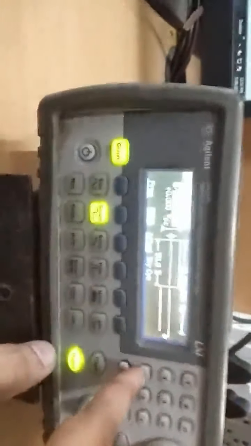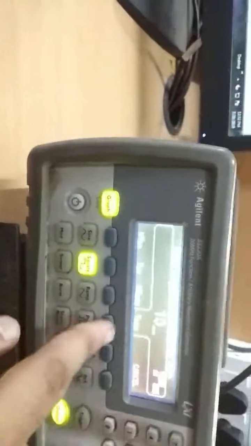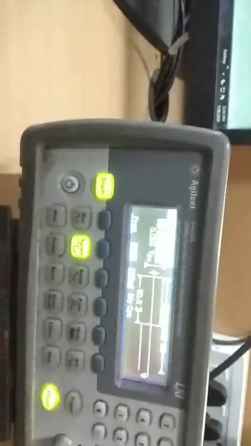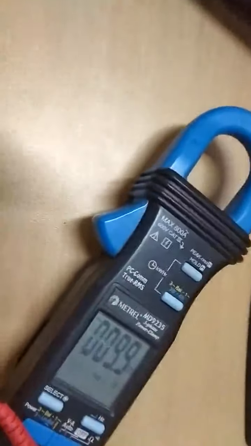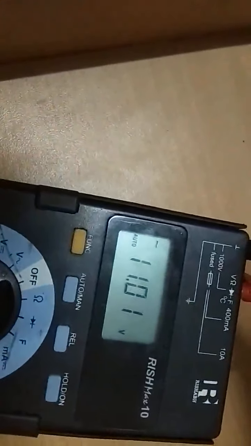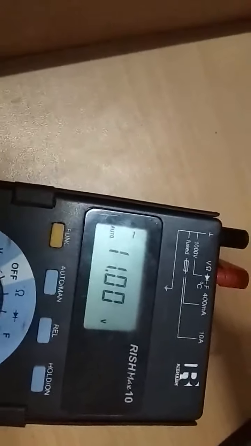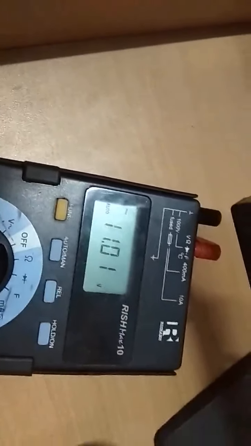Okay, let me increase this RMS value to 10 volt. 10 volt RMS. Now the true RMS meter displays it as 9.9 volt, but the averaging based meter is displaying the output as 11.0 or 11.01 volt. This is because this meter doesn't know about the shape of the waveform.